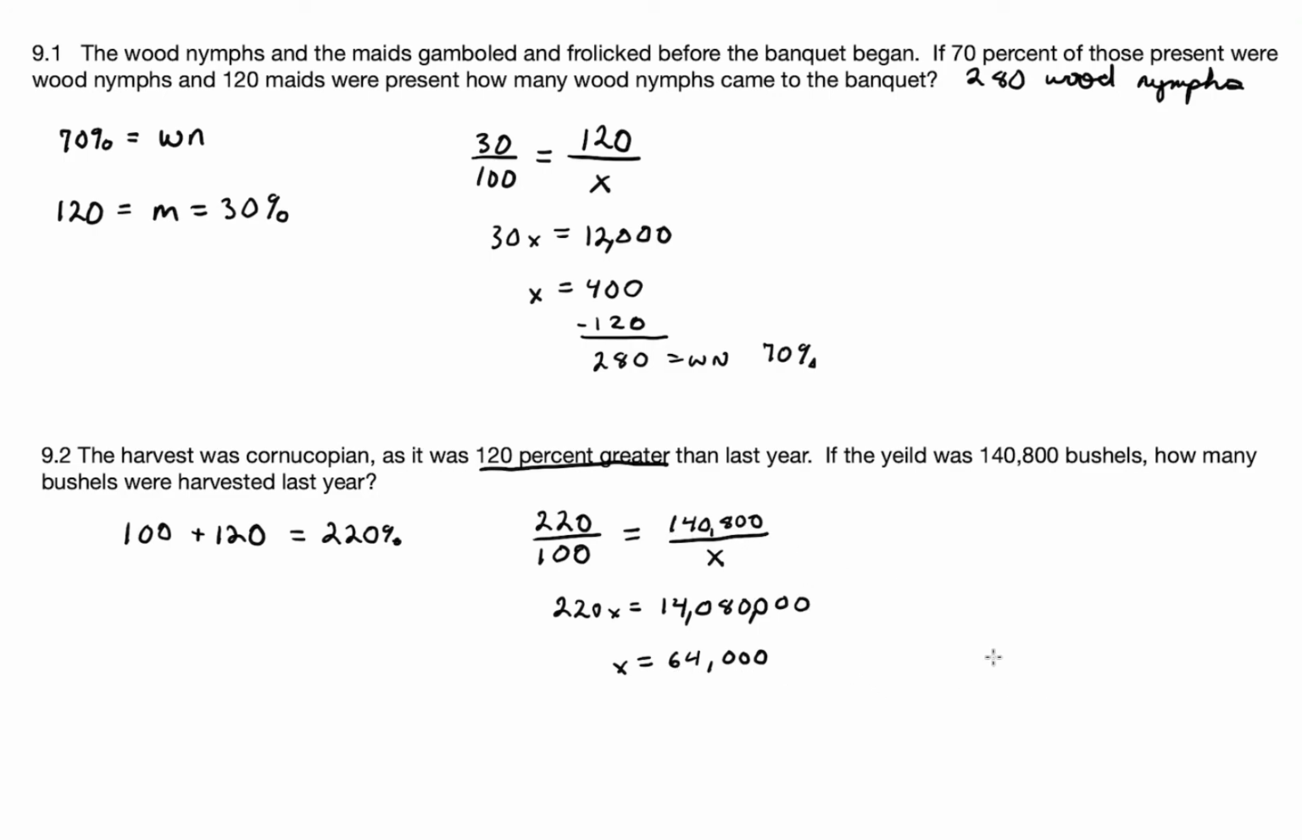This year they had 140,800. So it was 220%, or 120% over last year. And that's the answer. That's all we have for today. Or that's all we have for this lesson. I'll see you in lesson 10.